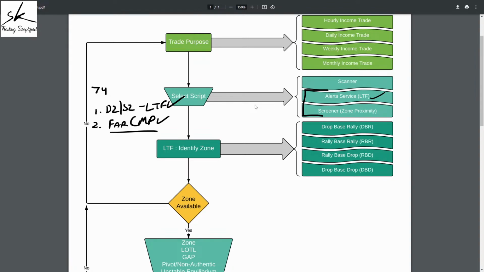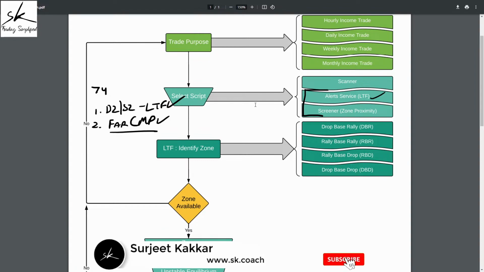But again, I'll add, these are not call giving or tip giving services. These are scanners which are purely based on demand supply zones. And we also have a walkthrough video for screener. Again, the link is available in the description.